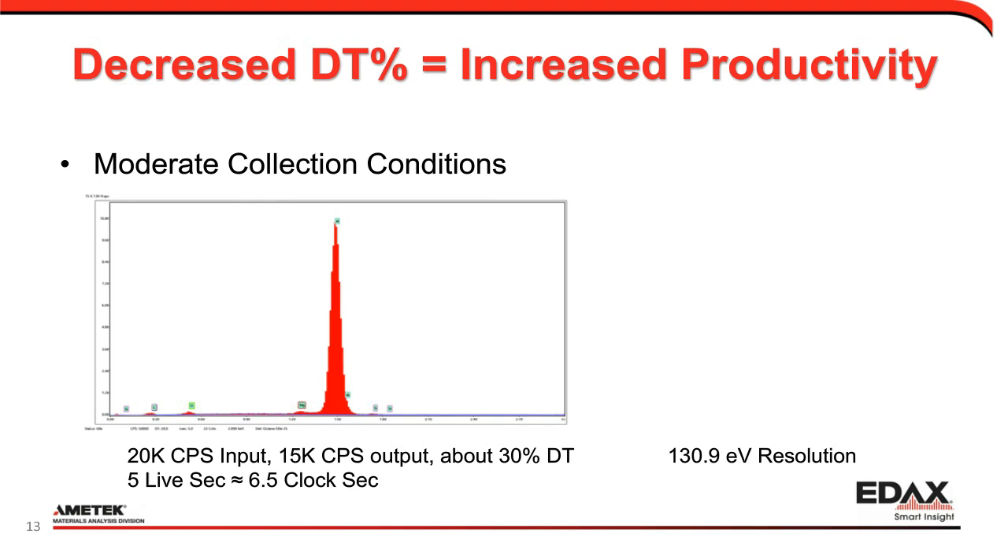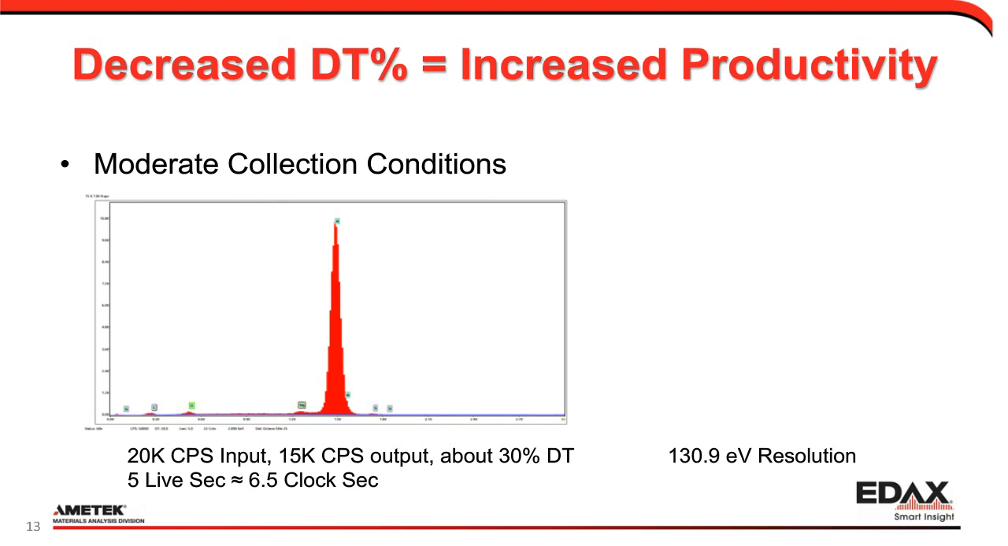So we have about 30% more time devoted to our collection because we're making up for that amount of time that's lost. And since most of you are collecting in the 50 or 100 total seconds collection range, this would translate even further. 30% longer time for 100 seconds makes a significant impact. And this particular spectrum has 130.9 EV resolution at that condition.